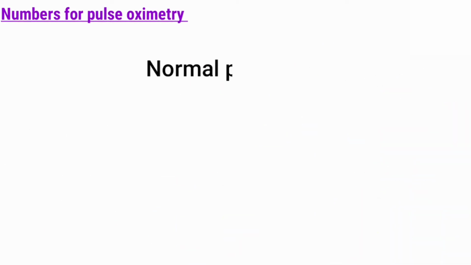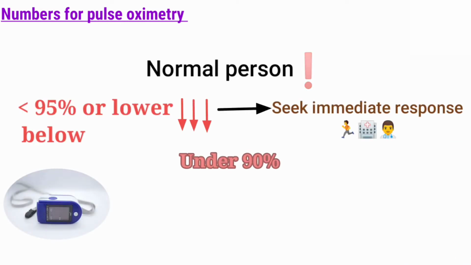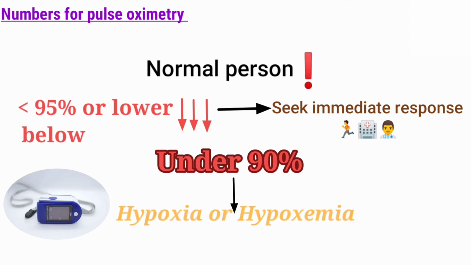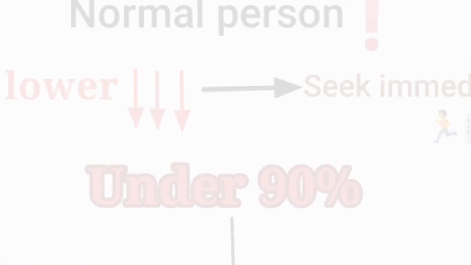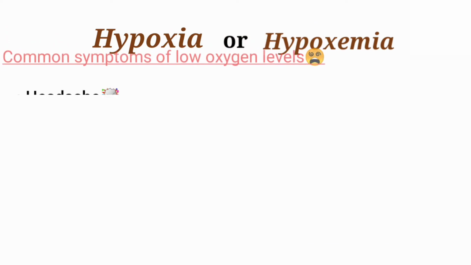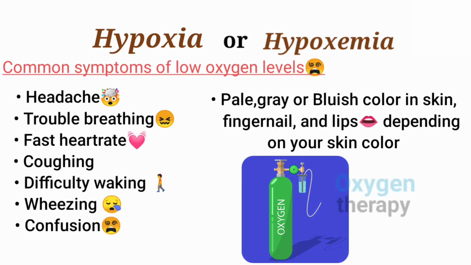Okay, but in a normal individual, below 95% is not good. And if you have under 90%, then you will experience the symptoms of hypoxemia or hypoxia. Both are similar, indicating that you have a low blood oxygen level, with only a slight difference. Here are the common symptoms of both. In this situation, you definitely need oxygen therapy.